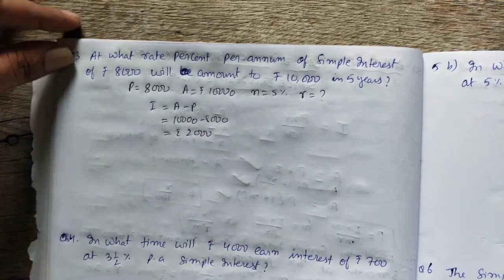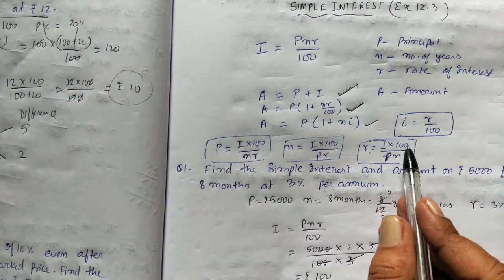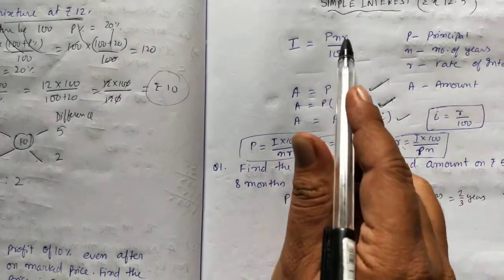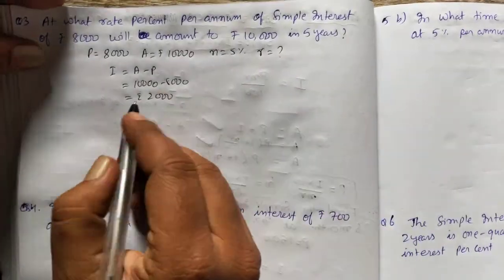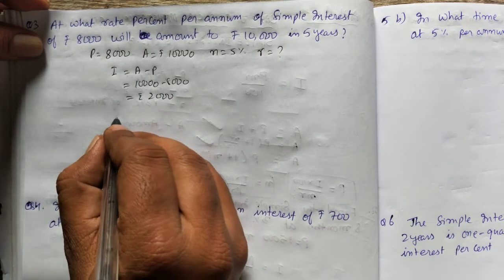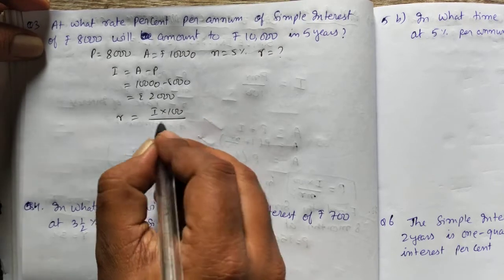Now use this formula to find R. To find R, we can write I into 100 by Pn. This formula is derived from this only. Okay, I into 100 by Pn. Or you can just use the I formula, and if you can't remember the formula, you can use the I formula and do it. Okay, R is I into 100 by Pn.